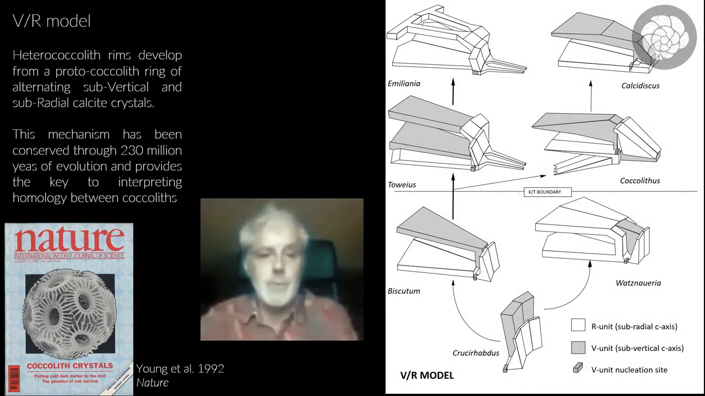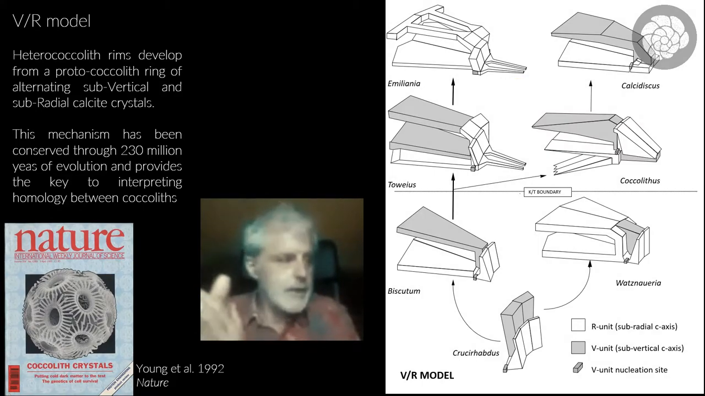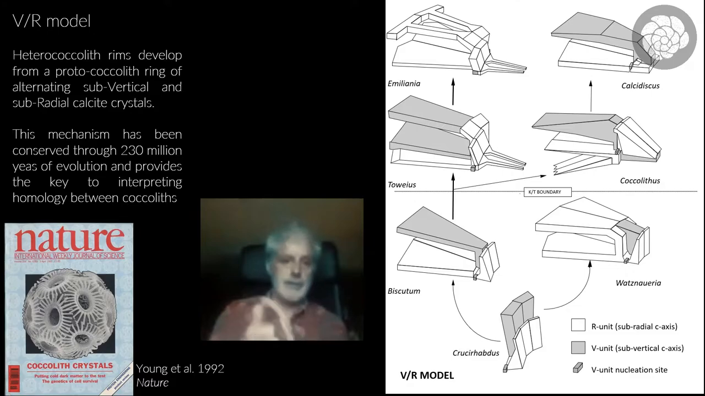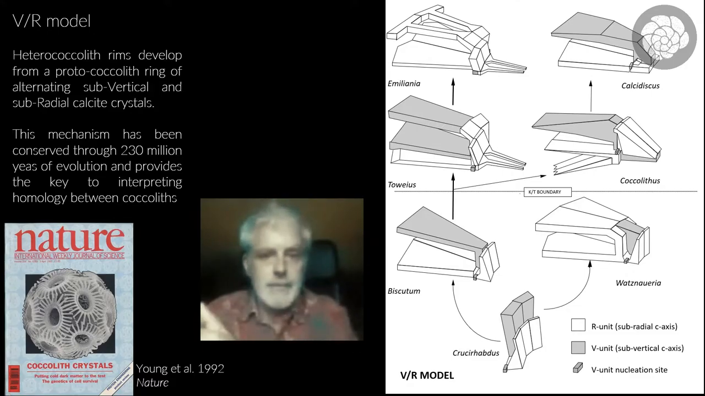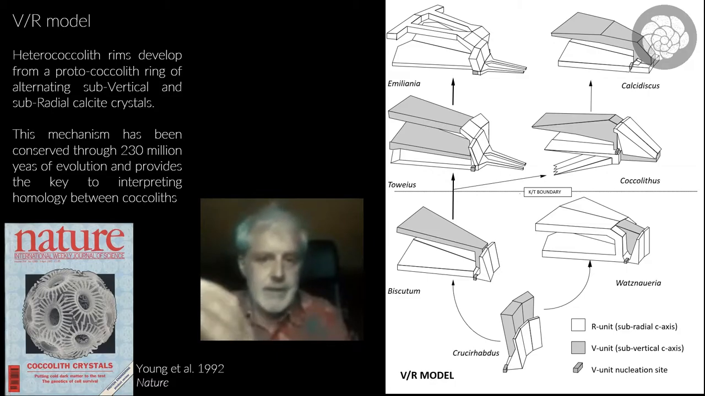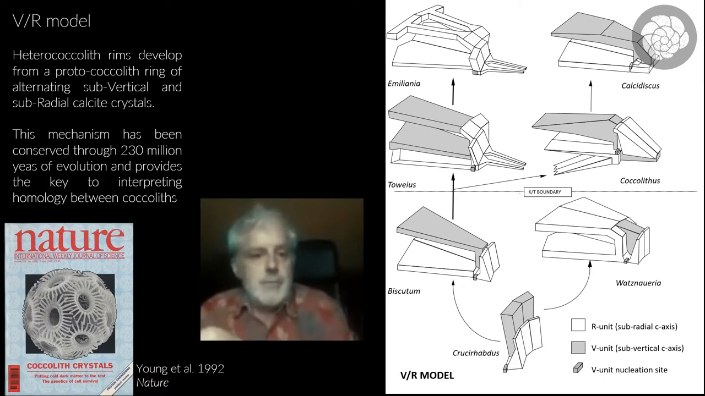And that was what got us the nice Nature paper back in 92. We're basically showing that we had this common pattern of biomineralization, of the nucleation of these alternating vertical and radial units, which has stayed there throughout the evolution of coccoliths, even though they've grown in different ways. And so it was a pretty cool thing, showing how the biomineralization method in this sense is fixed, as opposed to how it's expressed, which gets varied between species and between families. So that's why, in terms of biomineralization, it's an interesting process.